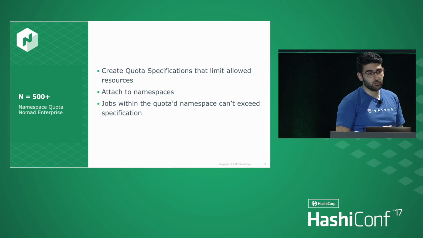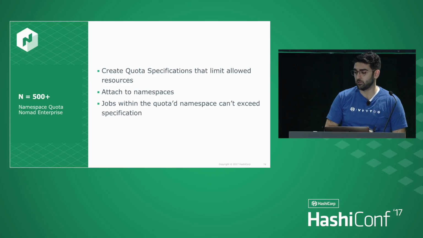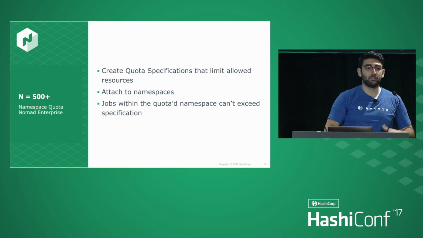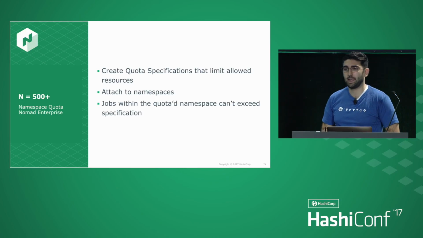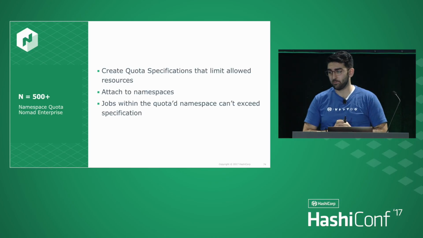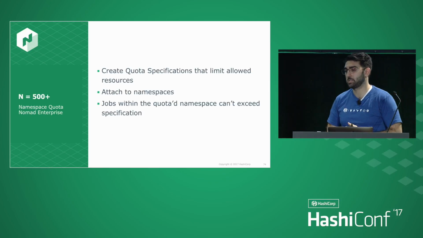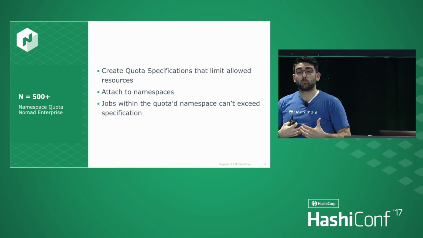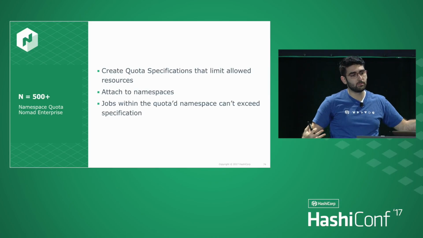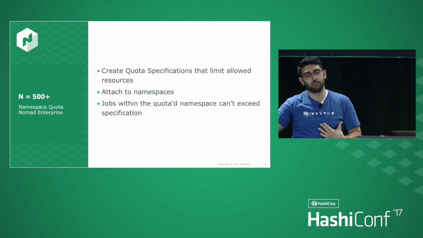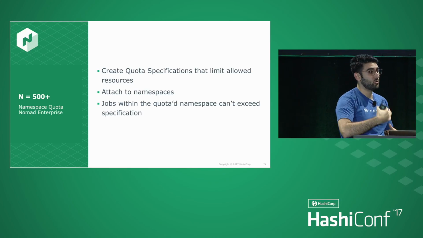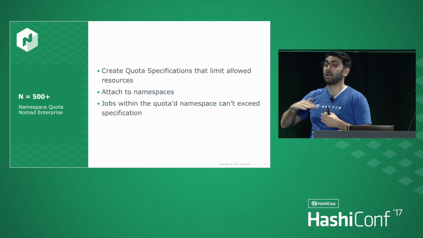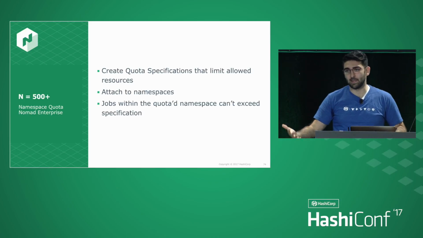Namespace quotas allow you to create a quota specification that says this quota object allows maybe 50 gigabytes of RAM to be consumed and X amount of cores, and you can attach those to namespaces. And then what Nomad does is, as it's running jobs, it'll determine whether all the jobs in the namespace are under the specified quota. And as soon as they touch or exceed it, well, hopefully not exceed it, as soon as they touch it, Nomad won't allow any more placements in that namespace.